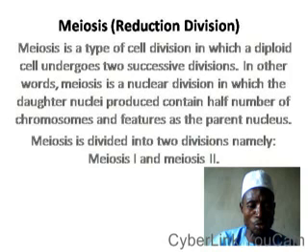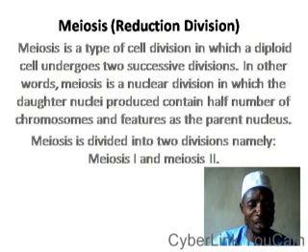I told you in the last discussion that we have two types of cell division based on the behavior of chromosomes. One of these divisions is meiosis, which is reduction division. This meiosis is a nuclear or cell division in which the daughter nuclei contain half the number of chromosomes and features of the parent nuclei.